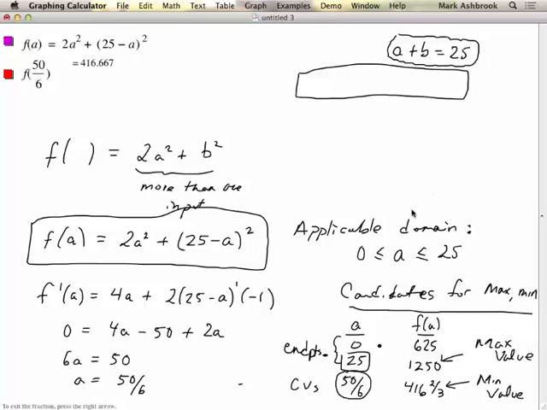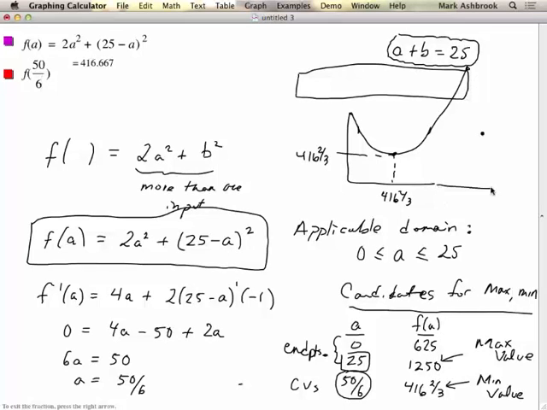No, not 0. Negative or positive? Okay, I haven't heard it yet. Positive. Why positive? Concave up, right? Concave up gives you a minimum. Concave up gives you a minimum. So if we were to take 416 and 2/3, all right, so this is the situation we have.